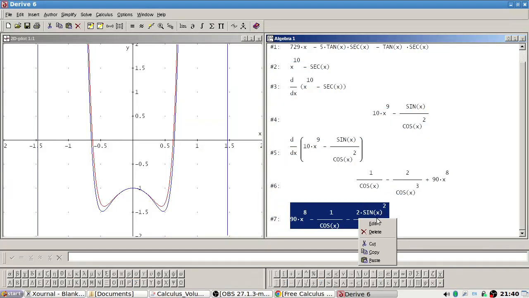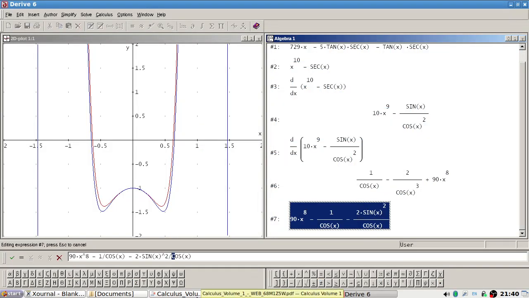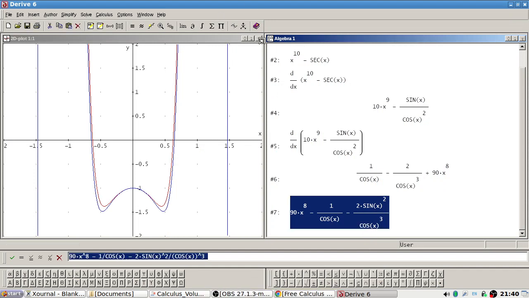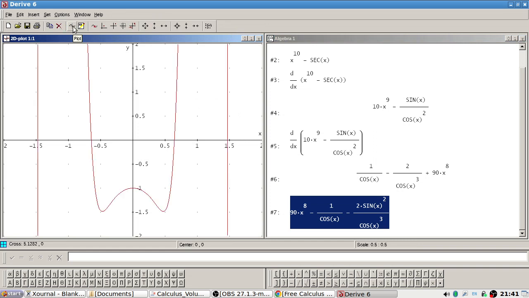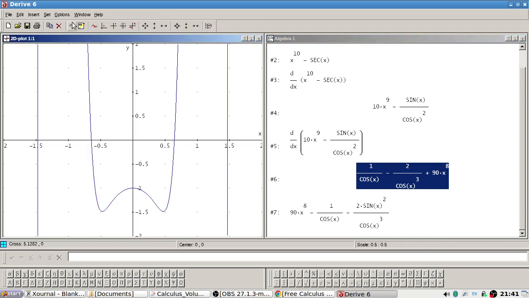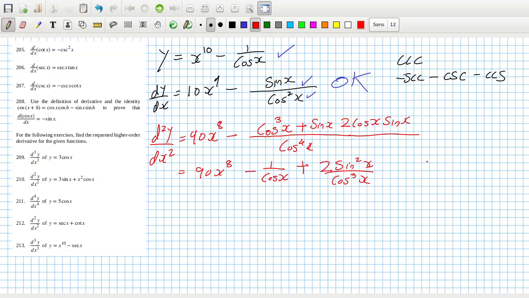Oh, sorry, I didn't write in the cubed here. So actually, I could still be right. Okay, so that's my answer. And then that's their answer. Yeah, okay, good. It's equivalent. So we're okay. We're okay. So now on to the last step.